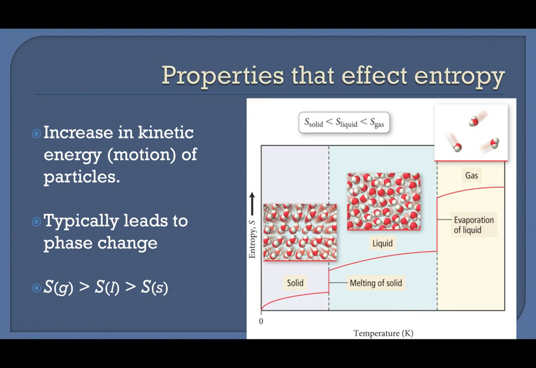The last thing we're going to talk about is temperature. So increasing the temperature is going to increase the kinetic energy, which is going to increase the motion of the particles. These particles are going to move faster. We also talked about the fact that if we increase the temperature, that typically leads to a phase change as well. So having that phase change also is going to increase the entropy.